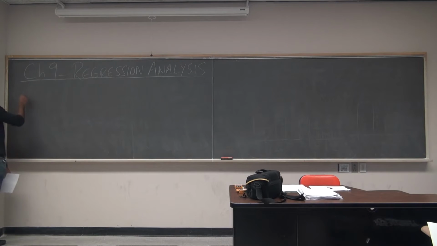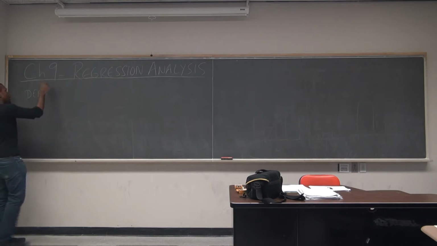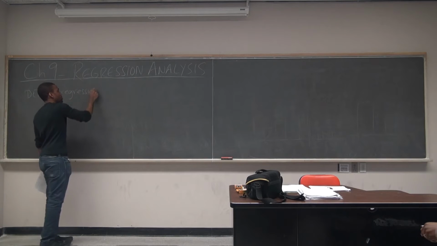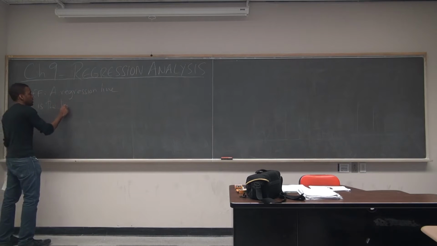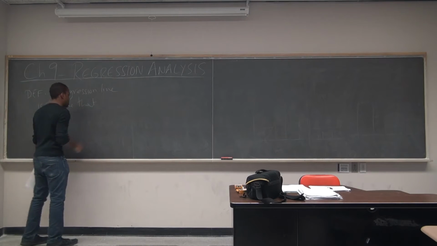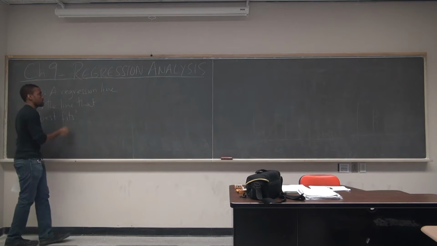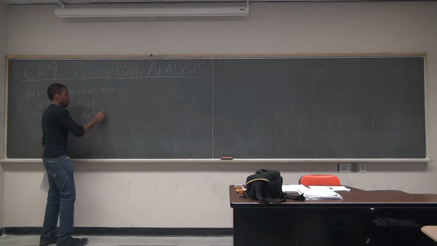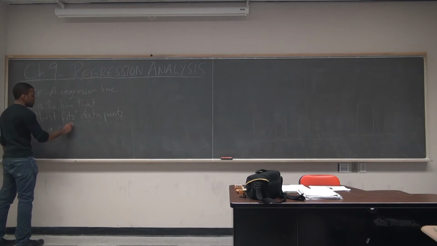Okay, so a wavy definition, basically. Remember we did scatter plots in chapter 7 or 8. A regression line, the line that we're after, is the line that, and we're going to explain what this means, best fits data points in a scatter plot.